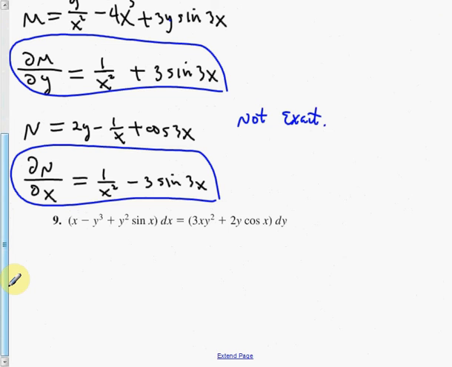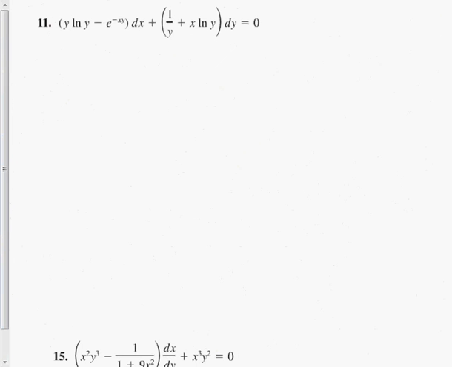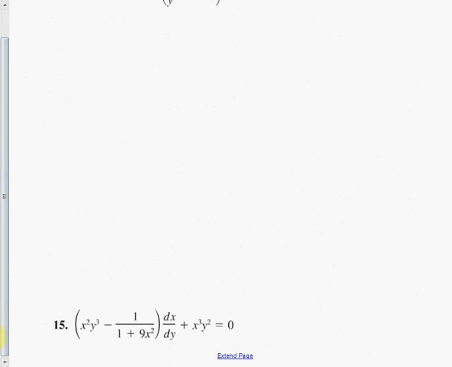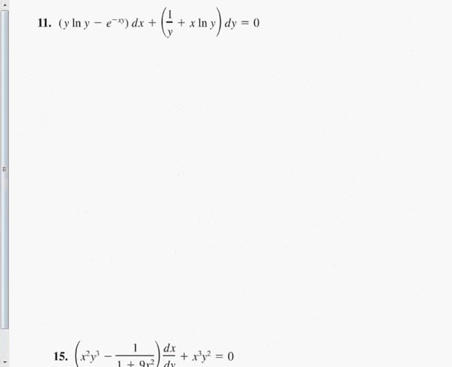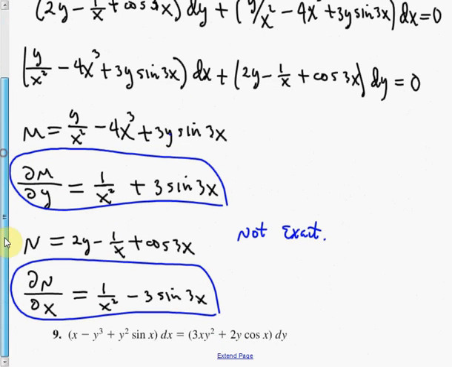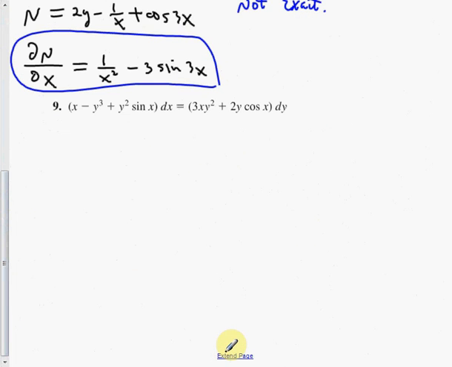I guess we got time for one more. Let's see, that's number 9, and number 15 looks good. What else do we have here? They all look good as well. Okay, let's see, where are we? All right, let's look at number 9.